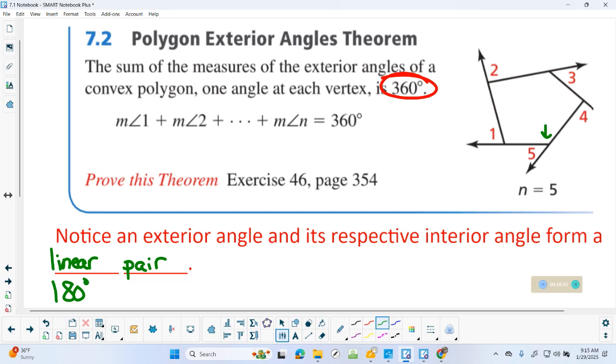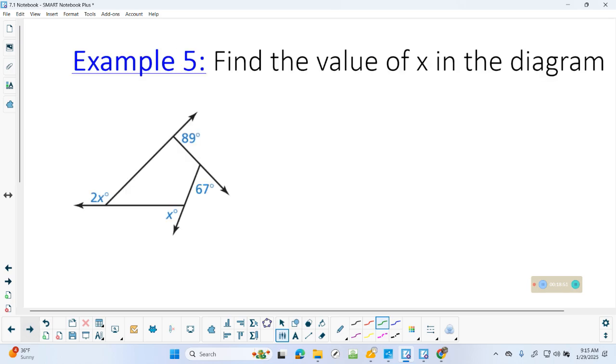So two things really you got to take away from this section. Interior, n minus 2 times 180. Exterior, they total to 360. That's it. Okay, so let's look what we got. Find the value of x in the diagram. Okay, so notice your angles. Looking at all my angles here, are on the outside. They are exterior. So they are going to total to 360.